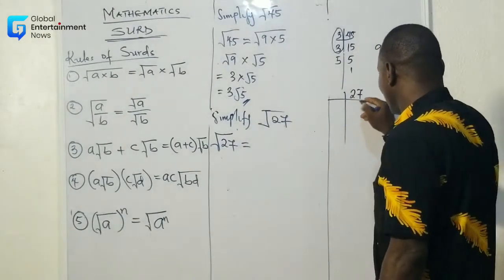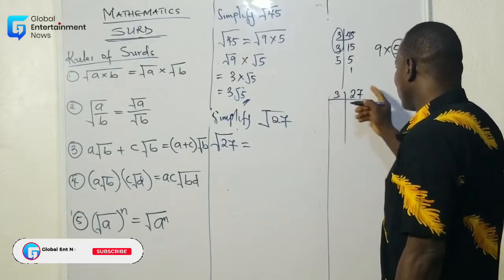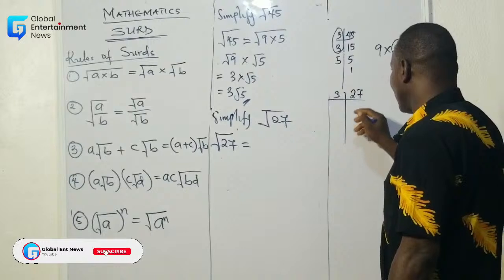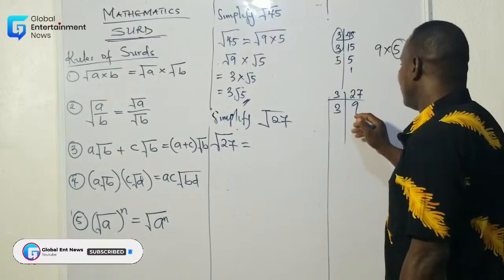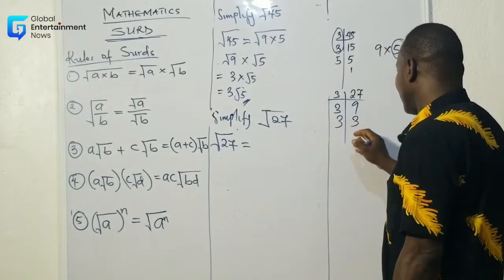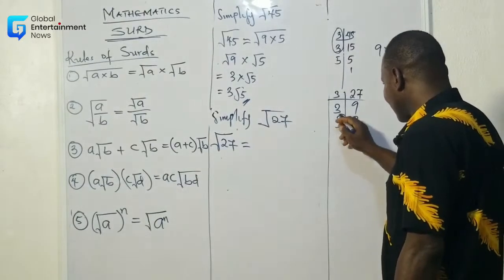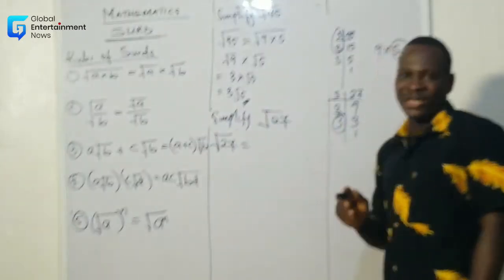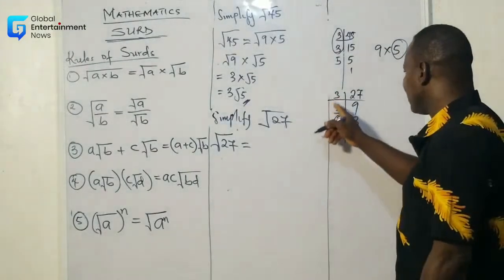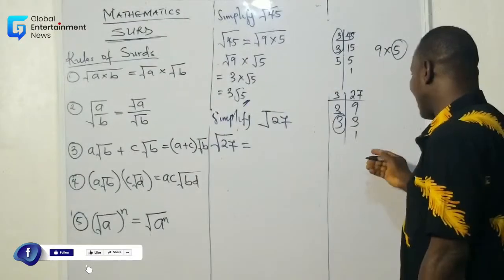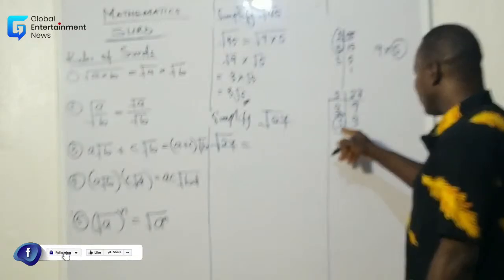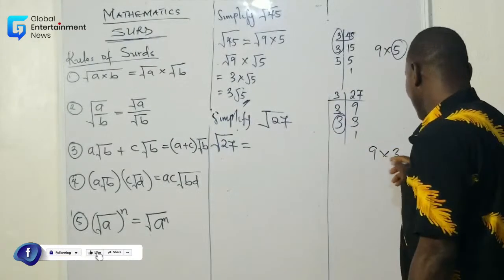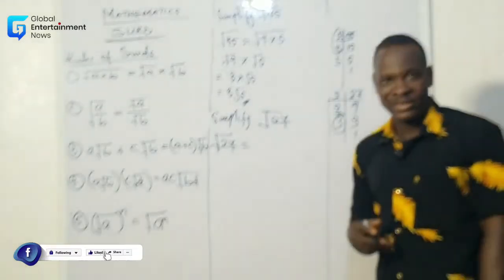Now 27, what can go? 3 can go. 3 in 27 is what? We have 9. 3 can go. 3 here is what? We have 3. 3 can go. 3 here is 1. You are going to see that this is the simplest irrational number we can get. And if we multiply this, 3 times 3 is 9. So we have 9 times, what is this irrational number? 3. And you can see we cannot break this one down again.